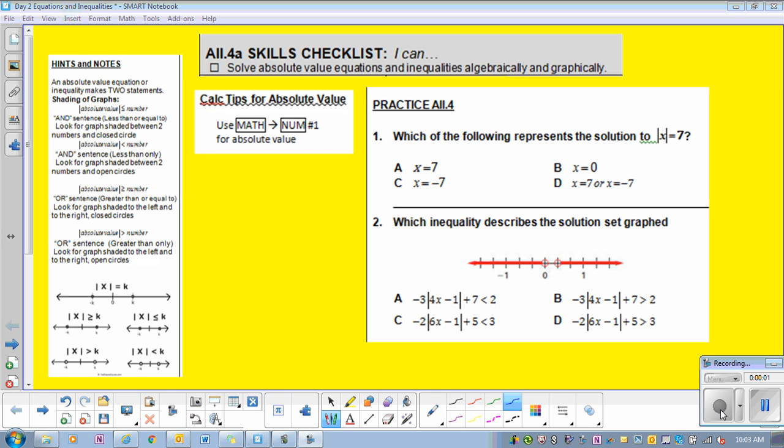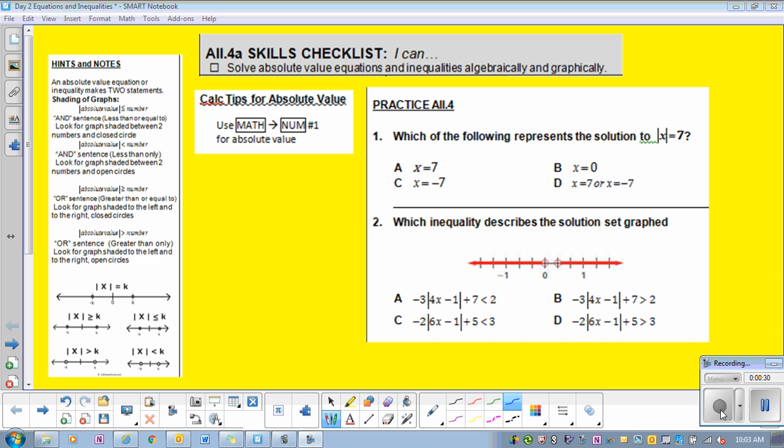Our second packet is equations and inequalities. If you open your packet up and look behind that cover sheet, there's an overview of how to solve all of the equations that we've looked at this year, everything from quadratics to powers to absolute value. So that's just a guide for you to refer to, all right?